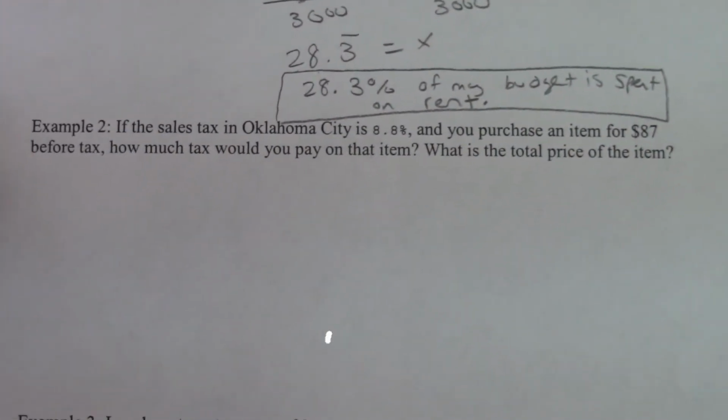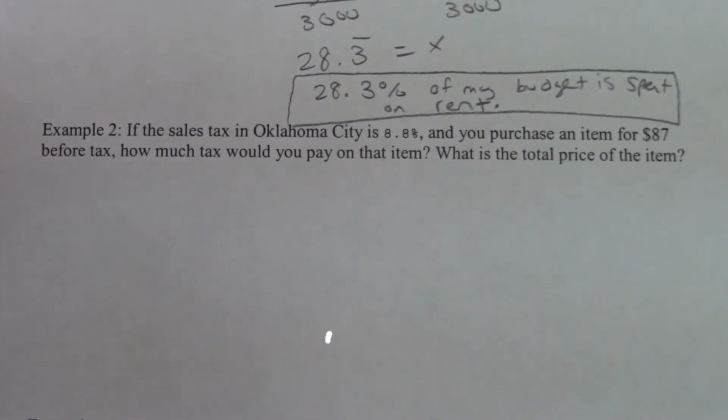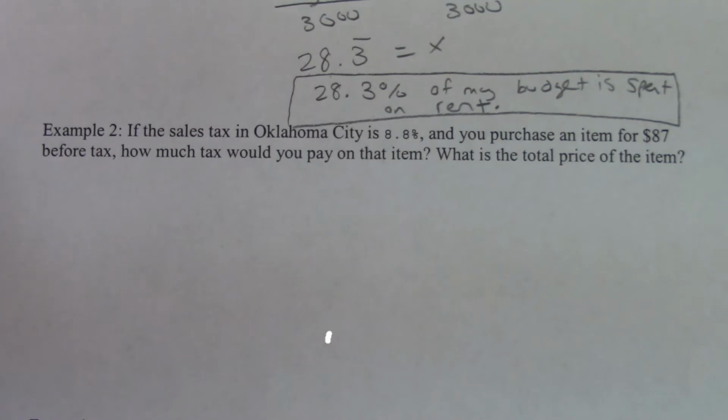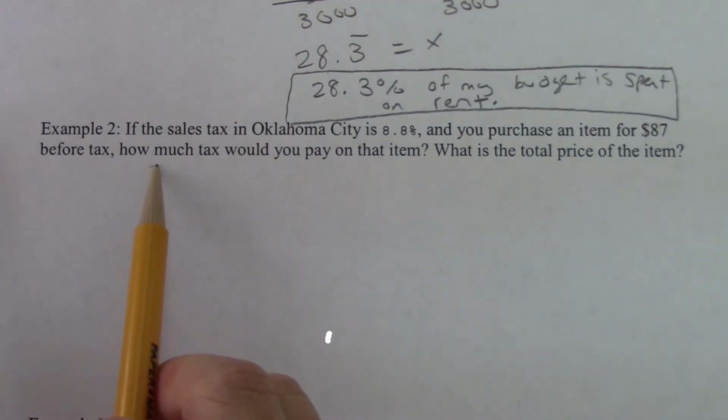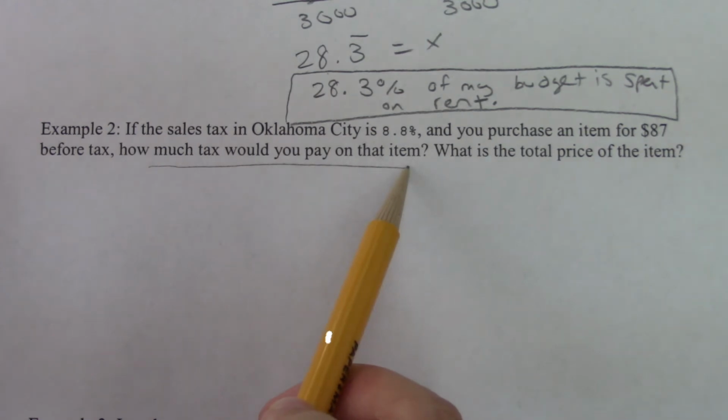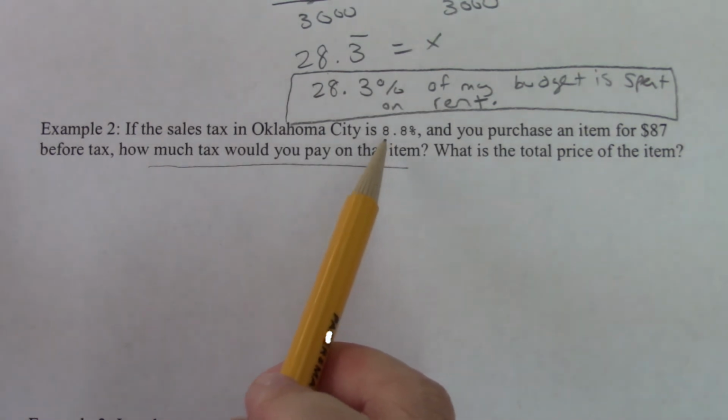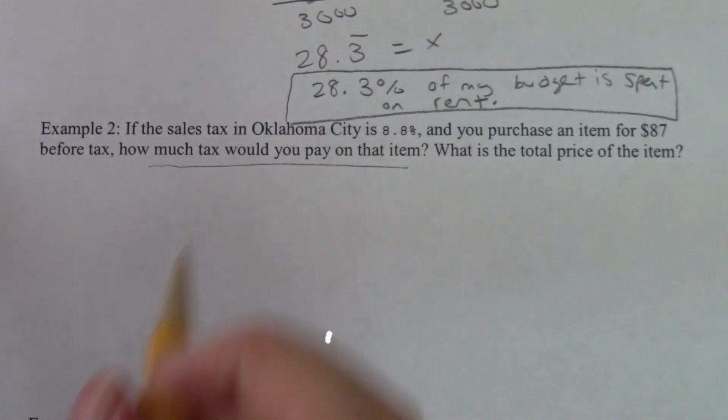Let's look at example 2. Example 2 is a sales tax question. Example 2 says that the sales tax in Oklahoma City is 8.8% and you purchase an item for $87 before tax. How much tax would you pay on that item? What would be the total price of that item? So first I have to find how much tax I would have to pay on that item.